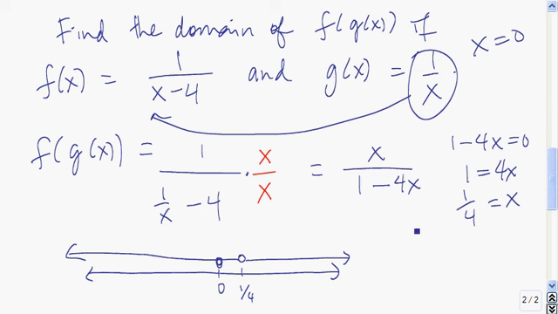So negative infinity up to 0, and then we don't include 0. Then union, we pick up at 0, then that goes to 1/4, and we have open at 1/4 because it's not allowed, and then we pick up at 1/4 and go to infinity. So union 1/4 to infinity. So this right here is the domain of f of g of x when f is 1 over x minus 4 and g is 1 over x.